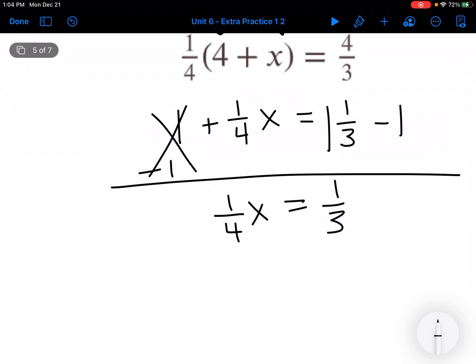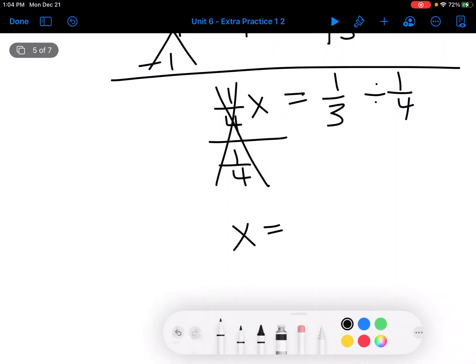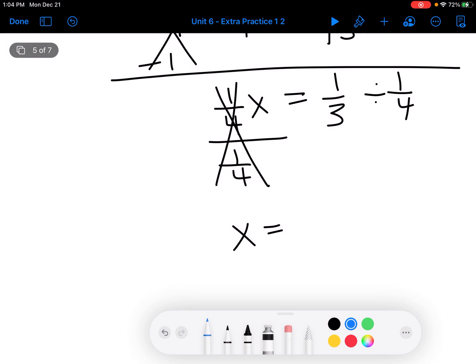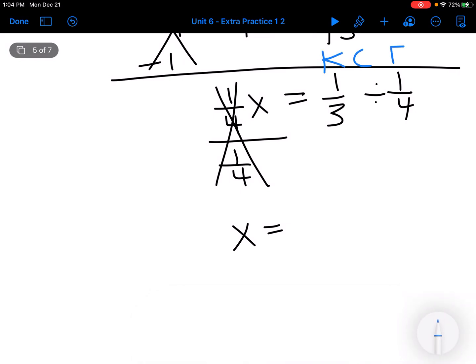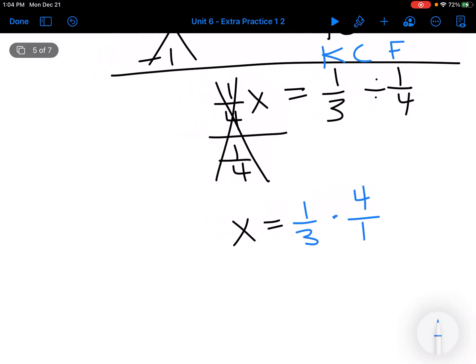Okay, if I multiply by 1/4, I'm going to divide by 1/4 on each side. Now, just because I've started doing equations doesn't mean that I stop doing keep, change, flip. So I have 1/3 times 4 over 1. So I'm left with 4/3 or 1.3 repeating.